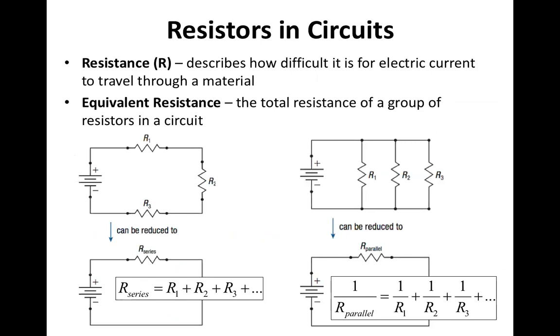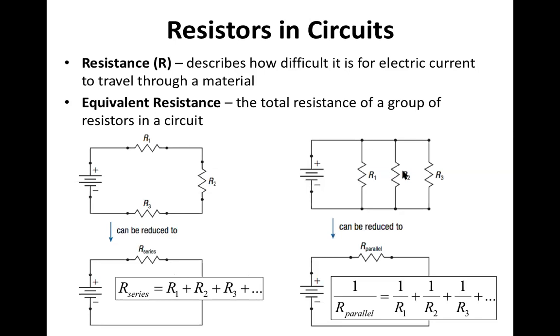So finding the equivalent resistance is like asking if we could replace all the resistors with only one resistor, what would the ohms value be? If we could collapse all three of these down to just one, it would be the same as adding them together. So if it was a simple series circuit, it's just addition.